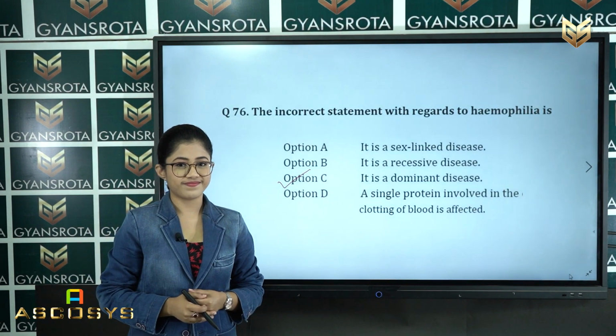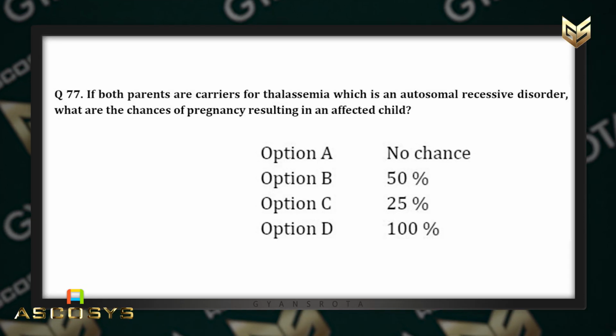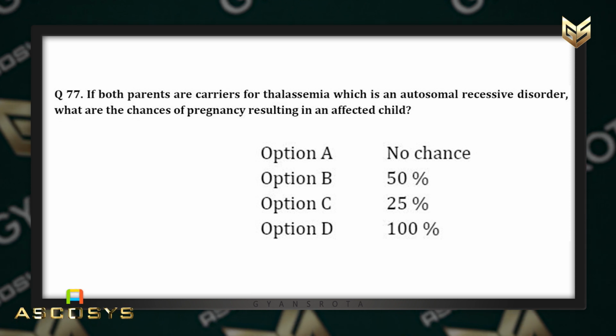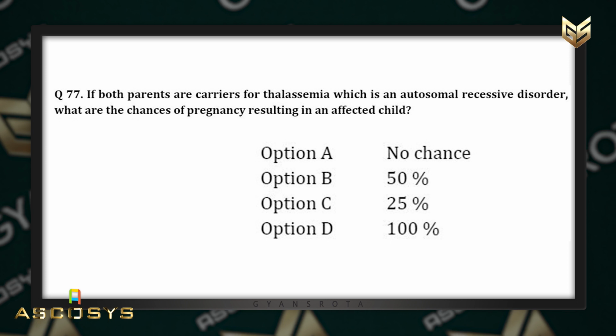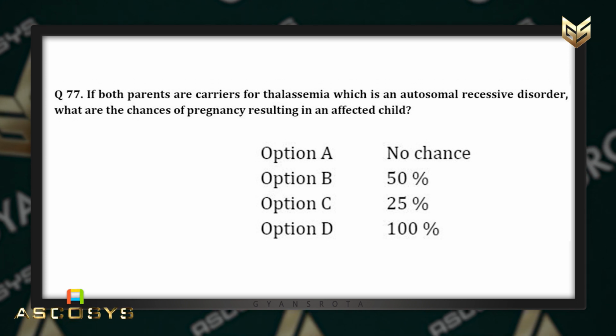Now, let us see the next question, that is question number 77. If both parents are carriers for thalassemia, which is an autosomal recessive disorder, what are the chances of pregnancy resulting in an affected child?